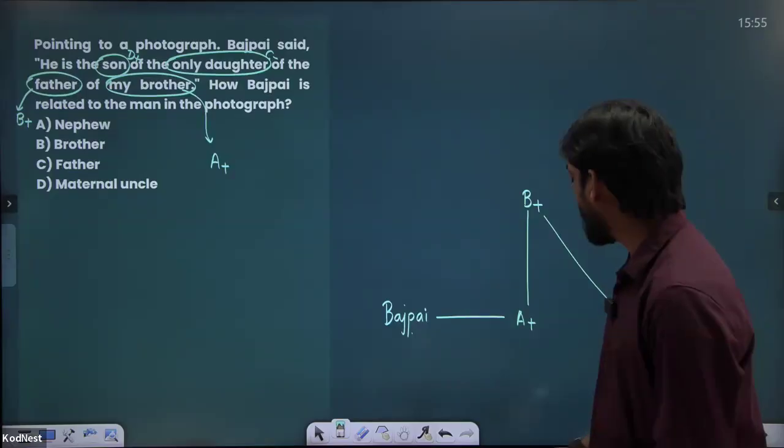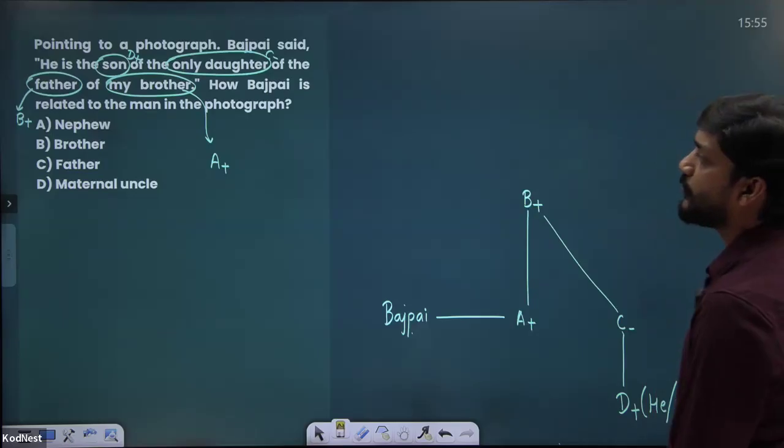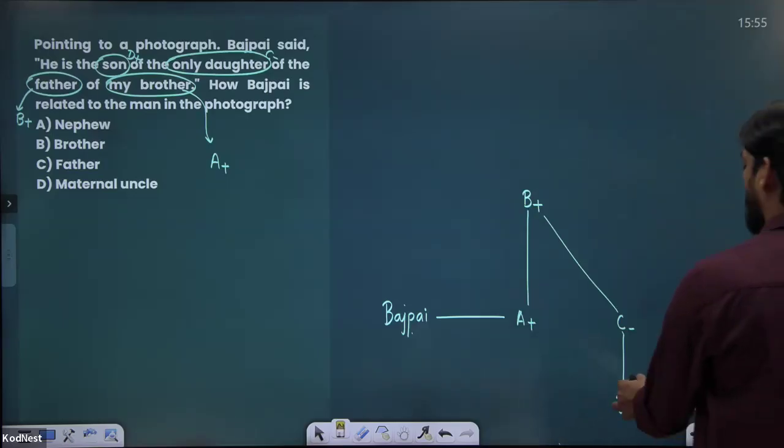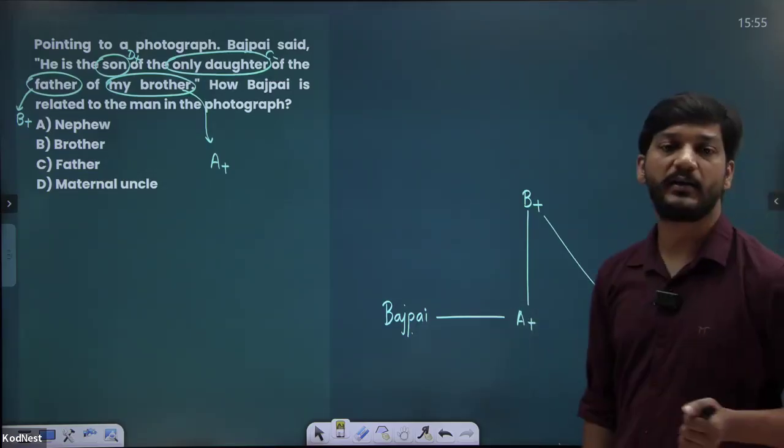Once you have drawn the diagram, we will find the missing relations if there is any relation. So Bajpayee and the person in the photograph. Please carefully answer how they are related, A and C. How are they related?